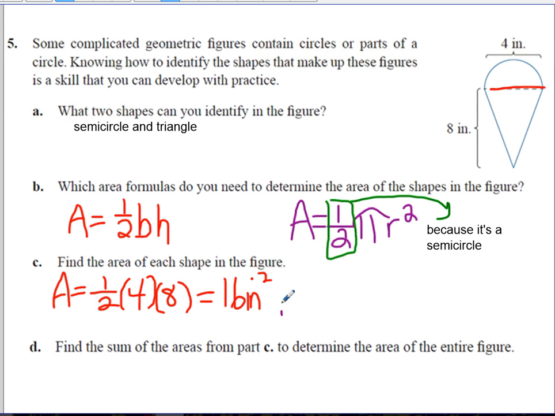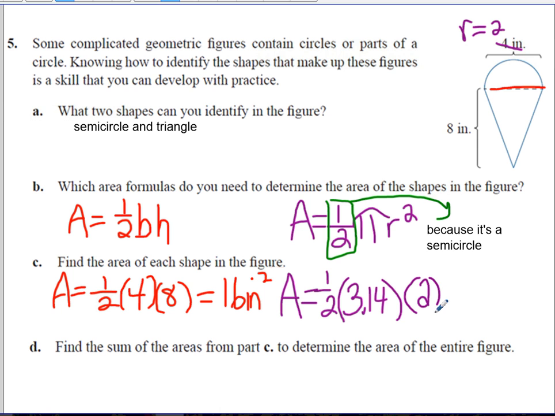And then for our half a circle, we get 1/2 times 3.14 times radius squared. Notice we have our 4 inches up here for diameter, so our radius is equal to 2 inches. So we will put 2 squared up there. So we solve that: 1/2 times 3.14 times 2 squared will give us 6.28. And again, we have square inches for our units.